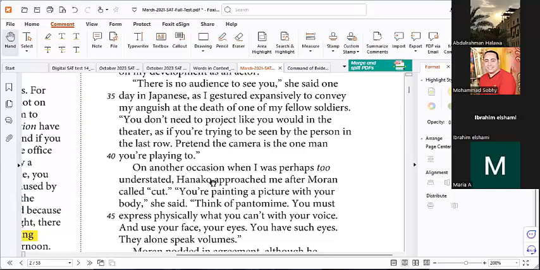On another occasion, when I was perhaps too dramatic, Hanako approached me after Moran called cut. You are painting a picture with your body, she said. Think of it, you must express physically what you can't with your voice. Use your face, your eyes. You have such eyes, they alone speak volumes.